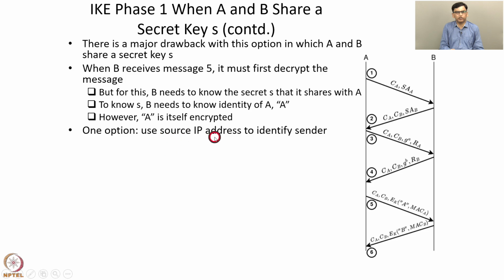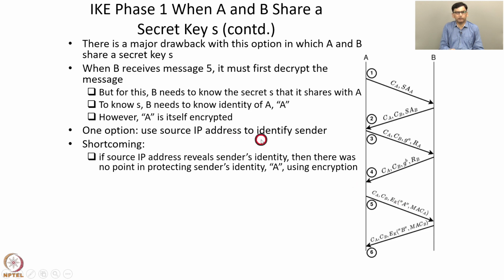One option is to use the source IP address to identify the sender. By looking at the source IP address, B finds out the identity of A and then uses the corresponding key S, which is shared between A and B. But a shortcoming of this is that if the source IP address reveals the sender's identity, then there was no point in protecting the sender's identity A using encryption. So that's a shortcoming of this approach.